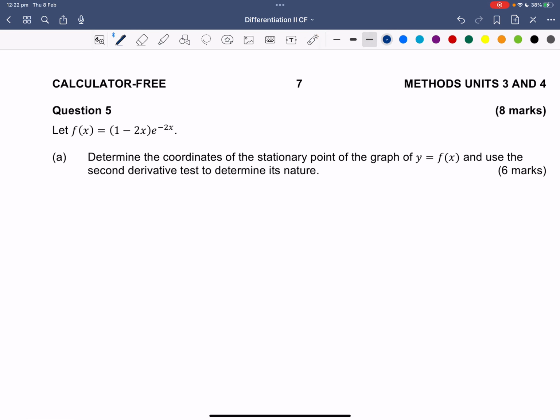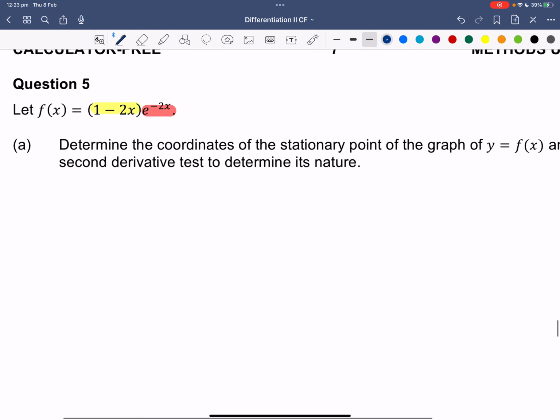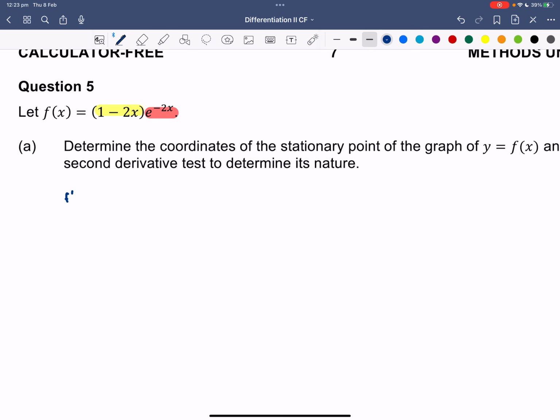Question number 5. Determine the coordinates of the stationary point of this graph. All right, you can see, guys, almost every single question in most semester 1 and semester 2 exams for optimization relate to sine, cos, or e. Okay, lots relate to sine, cos, or e, especially in the calc free. All right, stationary point, copy out one, differentiate the other one.